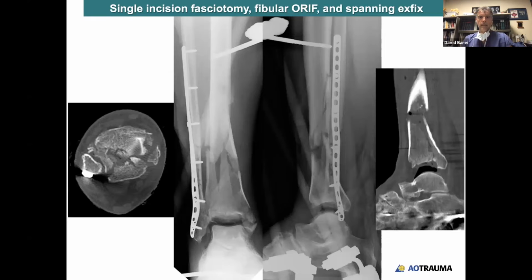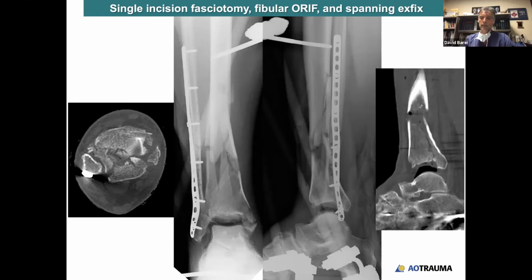The night he comes in, he gets a single incision four-compartment fasciotomy. He gets a provisional plate, which you can see has a bunch of screw holes there. It was ultimately revised because it was malrotated, but he gets his fibula fixed and he gets a spanning external fixator. And I think there you can see his articular injury, which I would call a real pilon, and he's got comminution. He's also got pre-existing arthritic changes of his midfoot and of his tibiotalar joint.